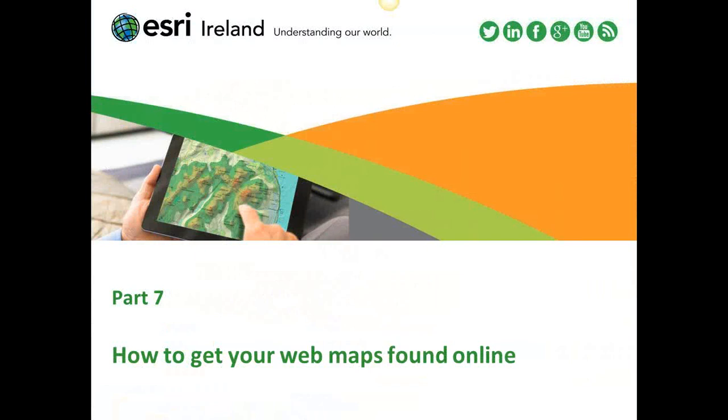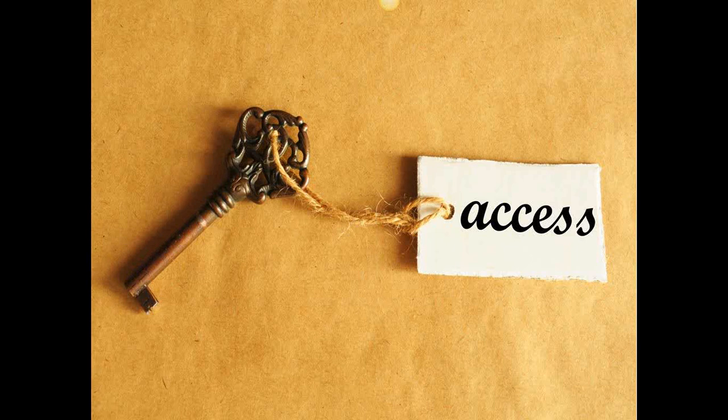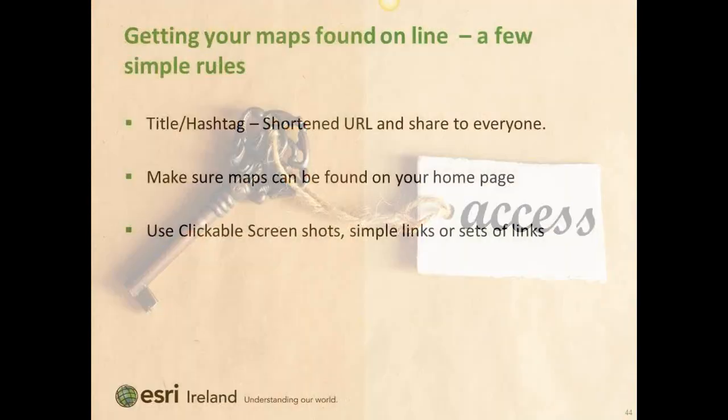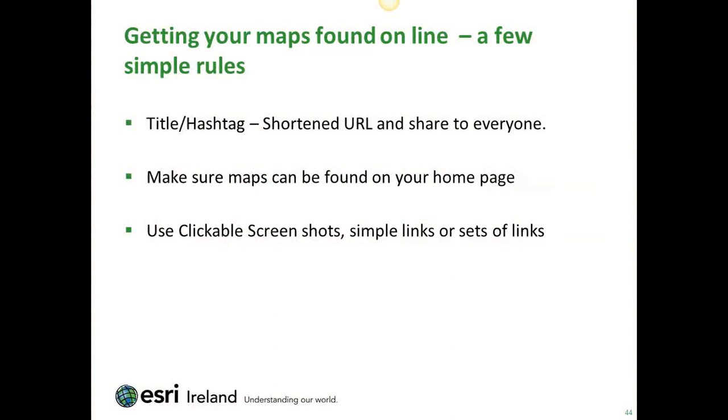So coming on to the next section, we looked at how to get your maps noticed, but how do you actually get your maps found online? So what are some of the practical ways that you can get your web maps found? Again, a few simple rules. Think about a title for your map and a hashtag to go with it, as well as a short URL, and then share it with everybody.